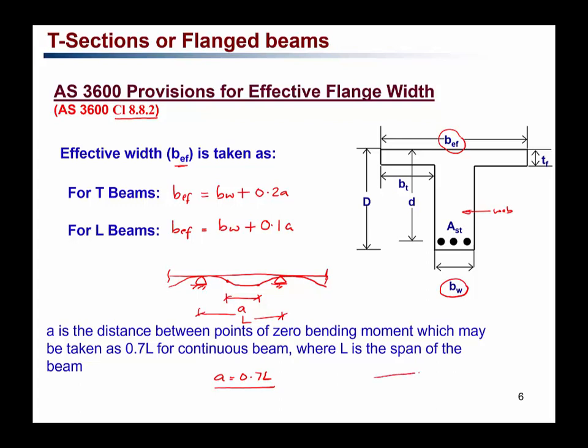Now, if it is a simply supported beam, the zero bending moment is at the support, so A can be taken as equal to the span of the beam itself for the simply supported beam. Now if you plug these values of A back in, for either a continuous beam or a simply supported beam, you can find out the effective width of the slab that has to be taken as a part of the beam when you are dealing with a monolithic structure where the slab is cast together with the beam.